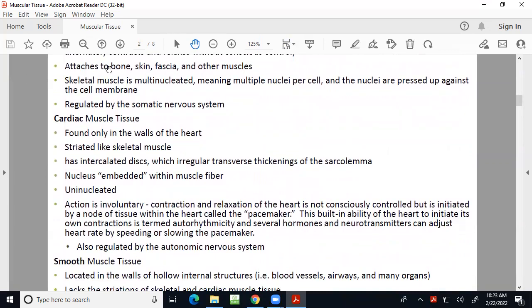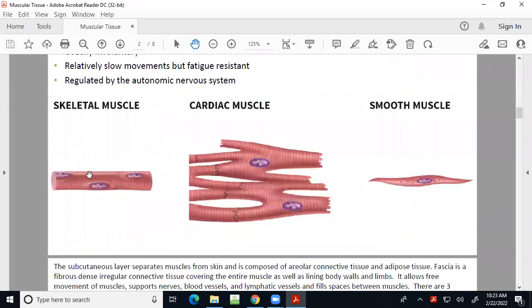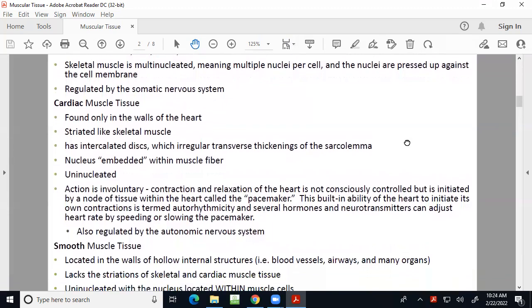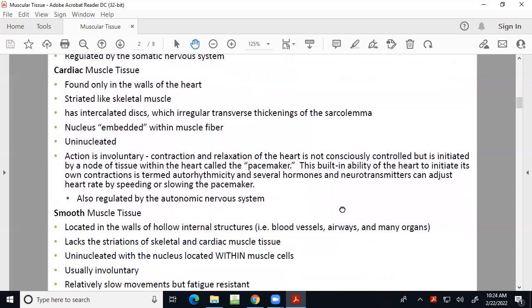Skeletal muscle attaches to bone, but also in some places it attaches to our skin, what we call fascia, and even in some places it'll attach us to other muscles. Each individual muscle cell can be described as being multinucleated, which means that there are multiple nuclei per cell. We can see this is just one cell down here at the bottom, and each of these little purple blobs is a nucleus, because there are more than one. Each of those nuclei are pressed against the plasma membrane.